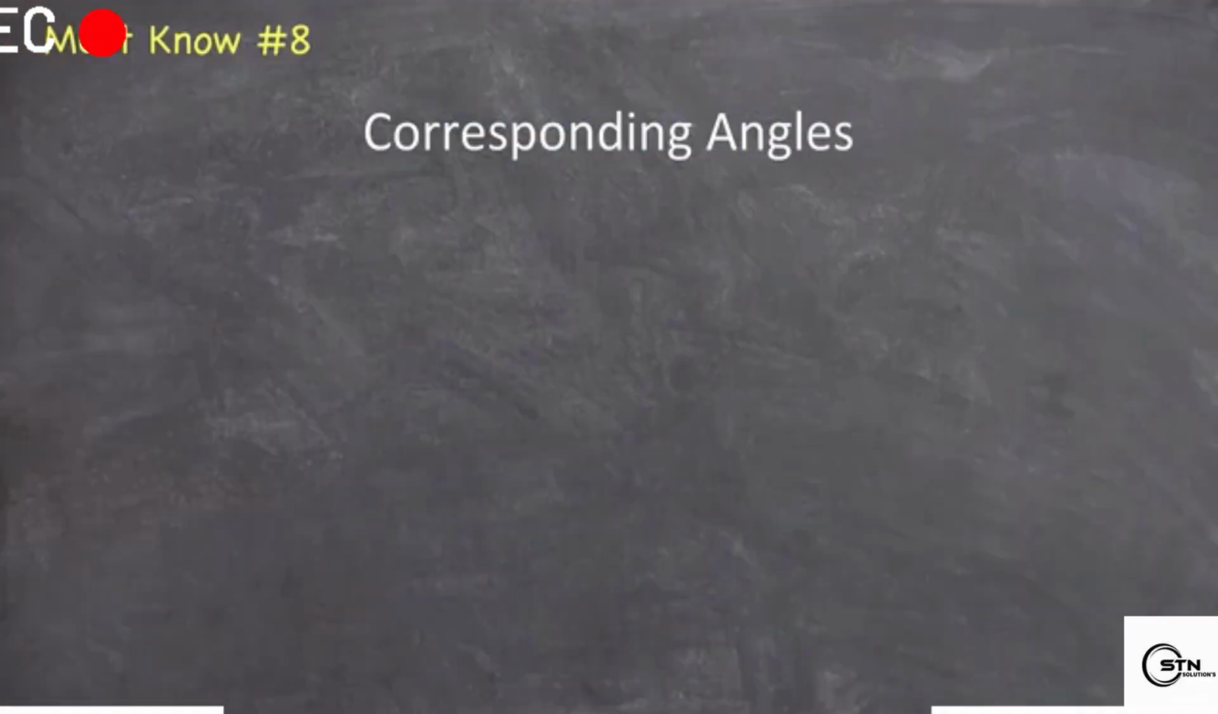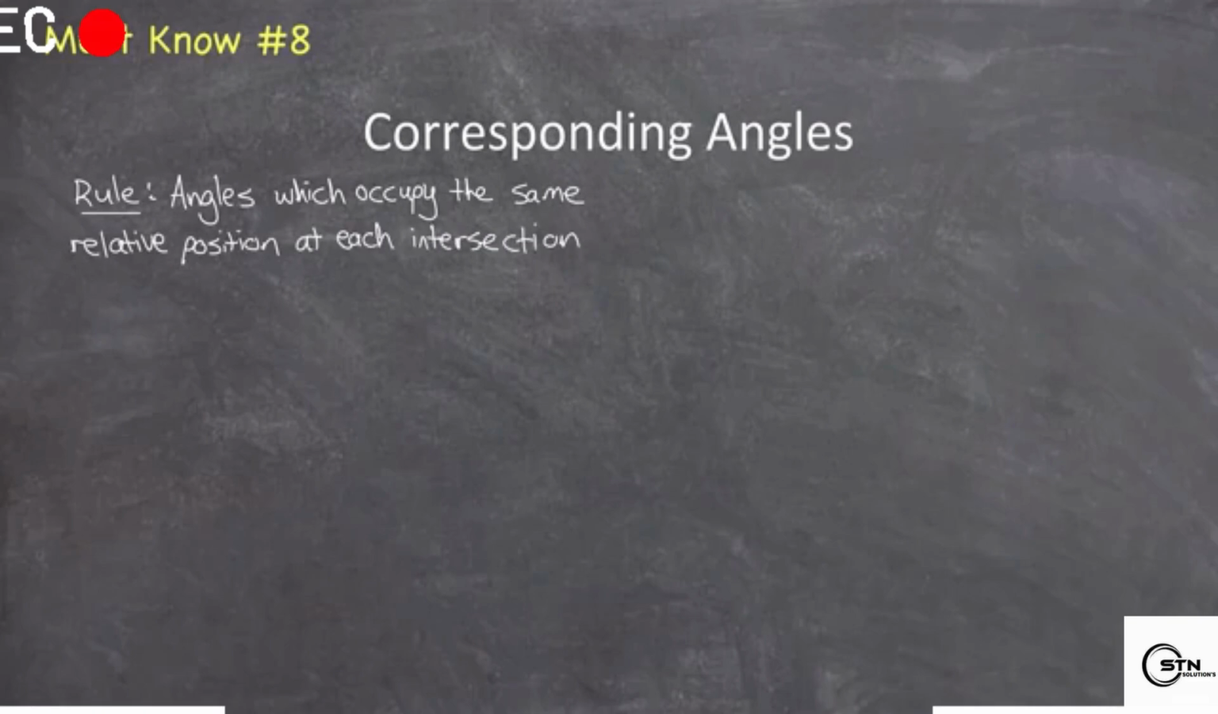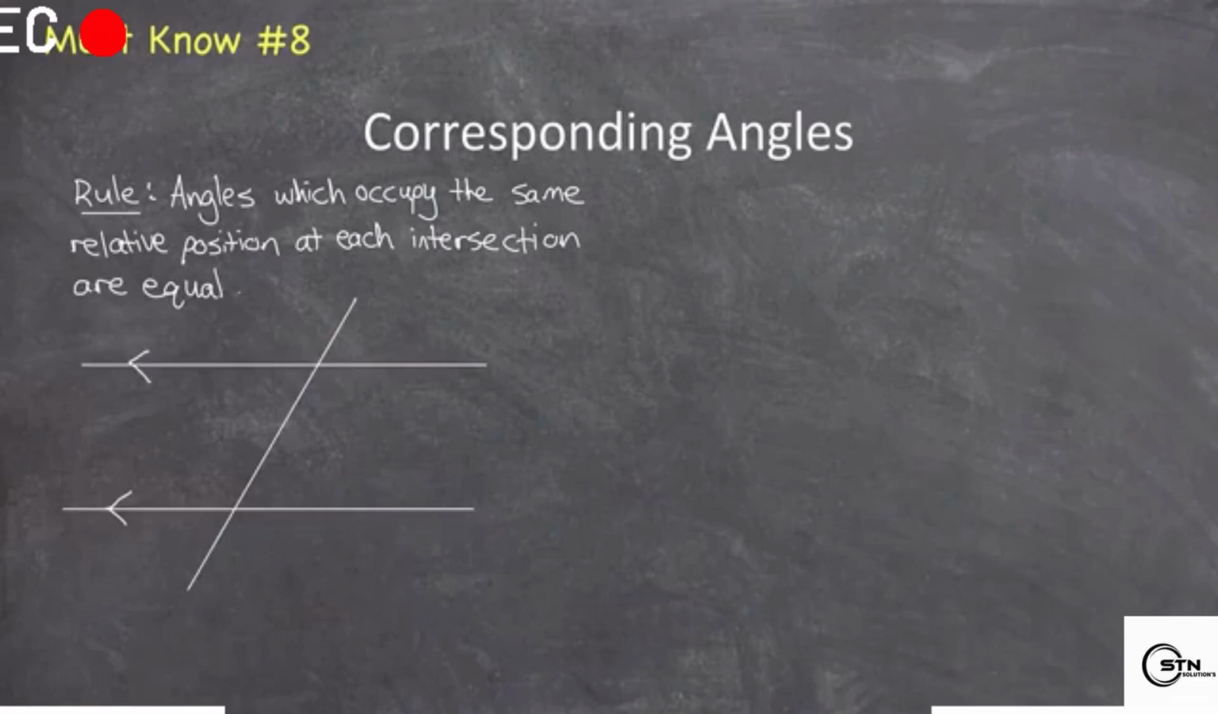Must know number 8, corresponding angles. This is our last parallel line theorem. This rule states that angles which occupy the same relative position at each intersection of the transversal with the 2 parallel lines are equal. So I'll draw the 2 parallel lines, the transversal, and show you what I mean by this. At each of these points of intersection, there are 1, 2, 3, 4 angles.